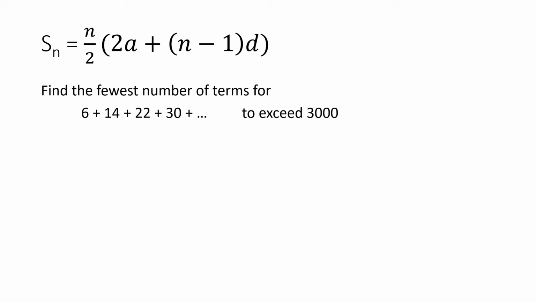Okay, let's look at a slightly more complicated version of that. Again, I've stuck the formula at the top. We want to find the fewest number of terms for this sum to exceed 3000. In other words, we want to find n so that Sn is bigger than 3000.